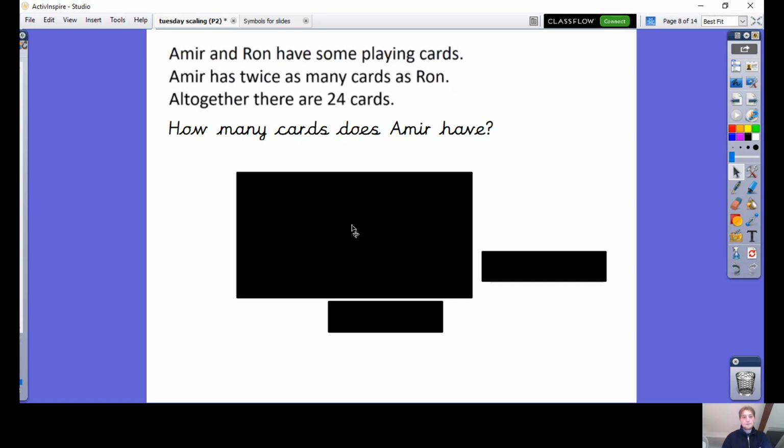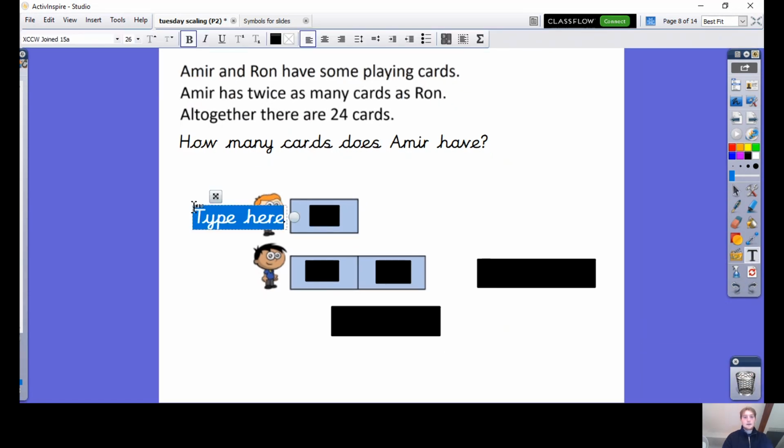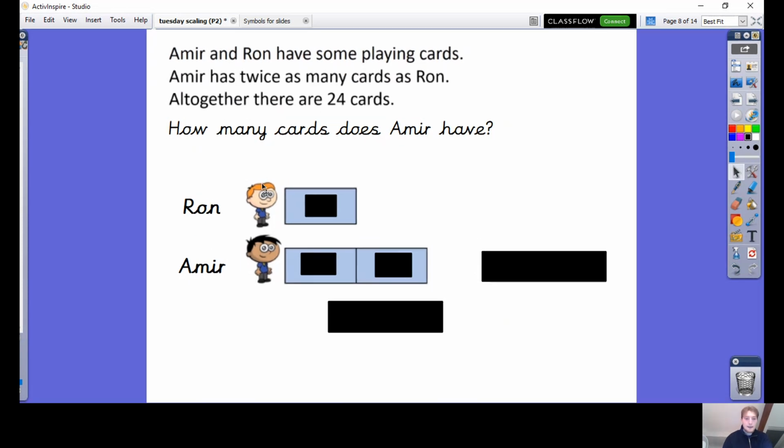Okay, right, let's go for the answers then. So, firstly, we should have drawn out, or labelled the names quickly so you know who's who. So Ron is here, and then Amir is here. Just so we can make it clear when I'm showing you how to work it out. So, Amir here has twice the amount of cards as Ron, so we should have drawn 2 parts to our bar model, as he has 2 times the amount.